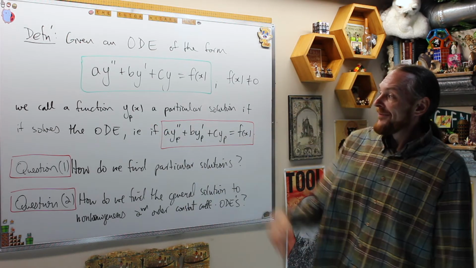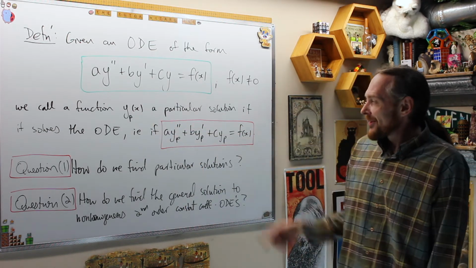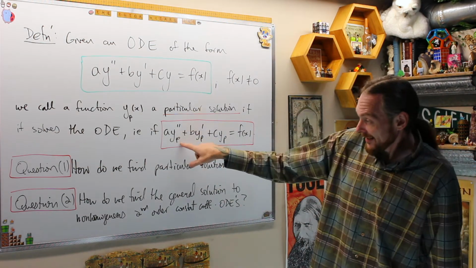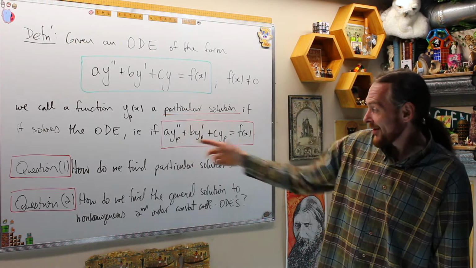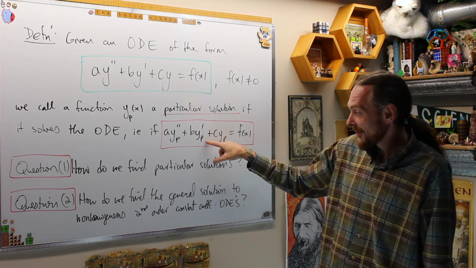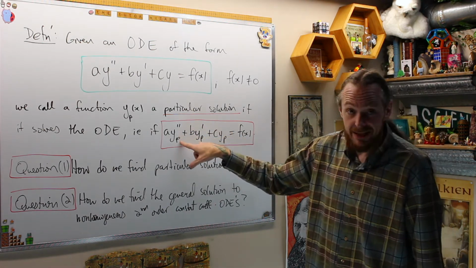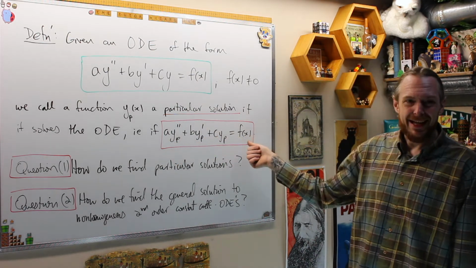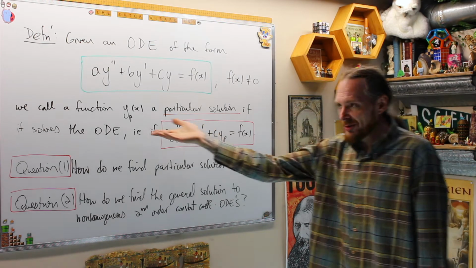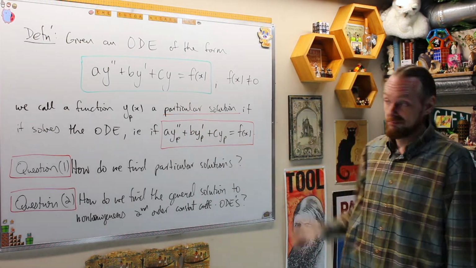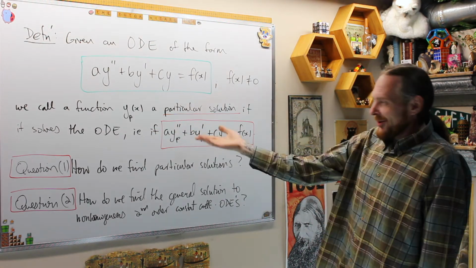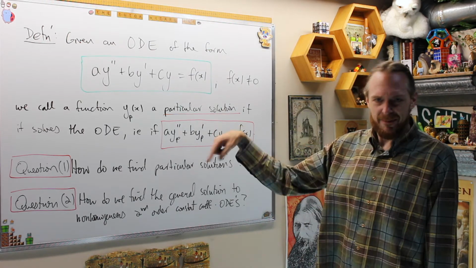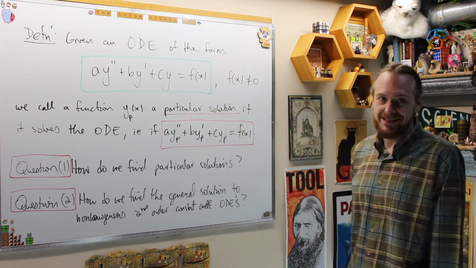So literally, a function yp is called a particular solution if it solves the ODE, i.e., if we put yp in there, when you take its first derivative and multiply it by b, and you take its second derivative and multiply it by a, and then add that to c times that function, you're going to get exactly f of x. A solution is something that makes that true. The question now should be immediately, I know the definition is easy. It's like, yeah, that's an obvious definition.